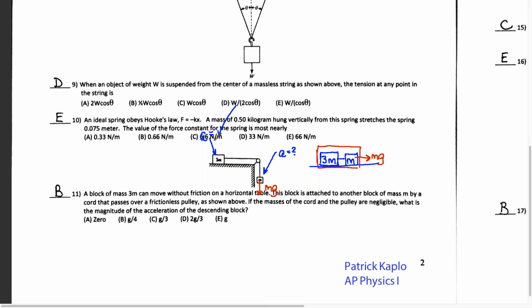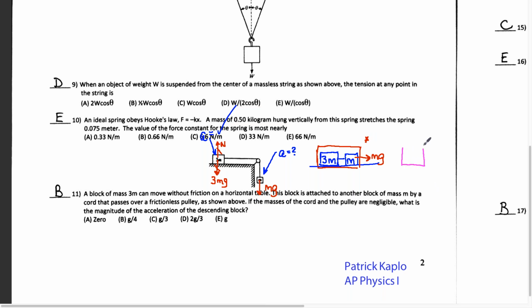Are there other forces acting from outside the system? Yes, there's a weight here that would be 3 mg, and there's an equal magnitude normal force that cancels out with 3 mg, but those are not accelerating forces. Those are forces that are perpendicular to the direction of motion. So I've conceptually generated this model right here, which is the way you should be thinking, and I introduced this in the review session.